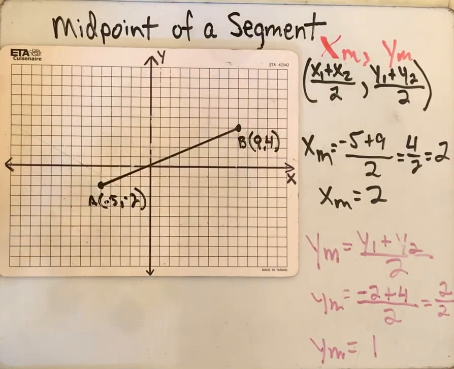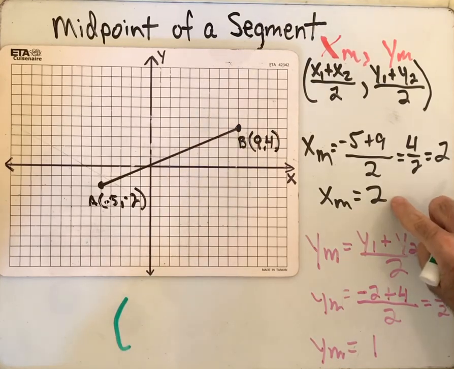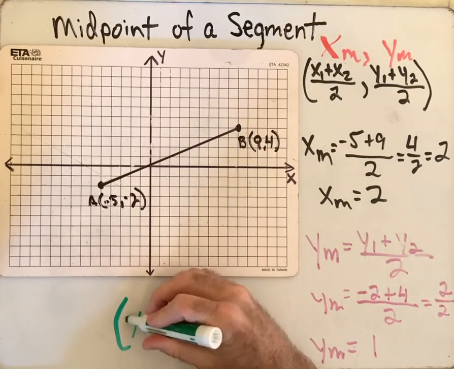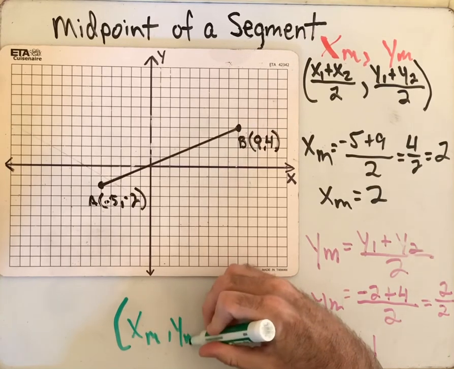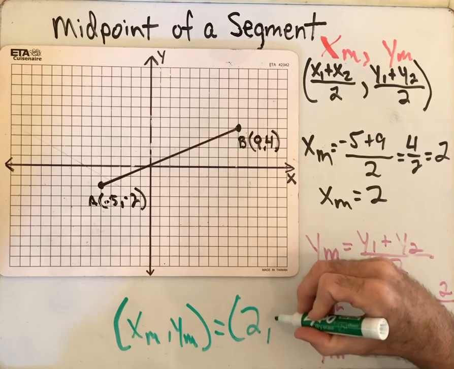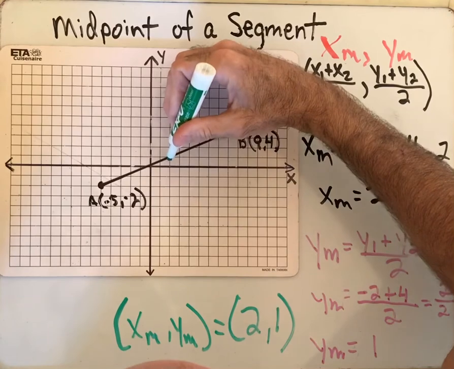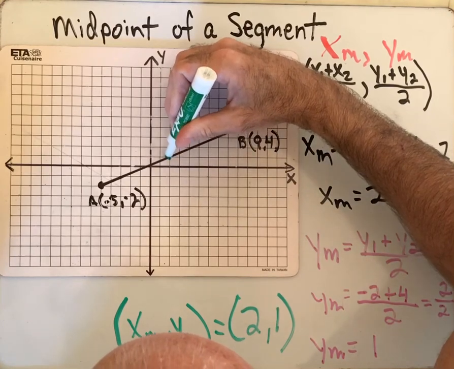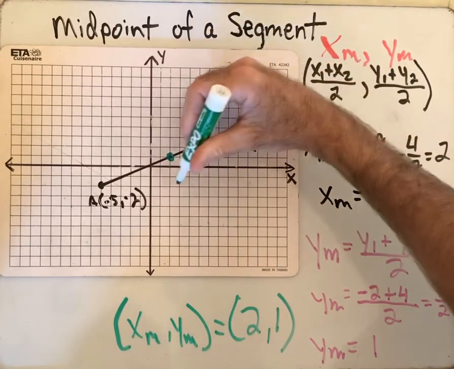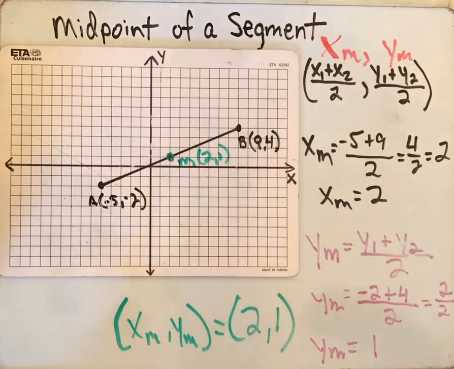So our midpoint coordinate is x sub m, comma, y sub m, and that equals 2 comma 1. So we can find that point here. We're going to go over to 2, 1. Oh, look at that, it crossed the line right there. So that's M, and that's at 2, 1.